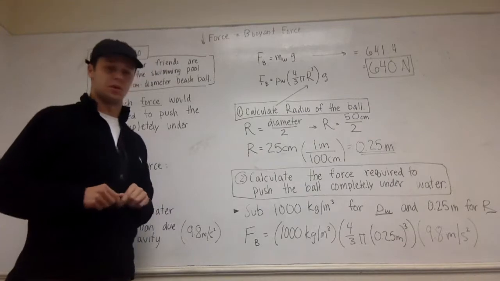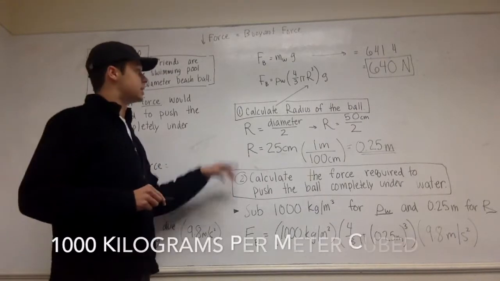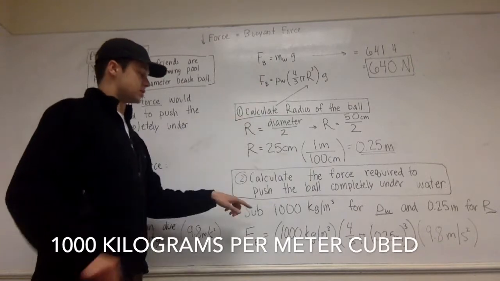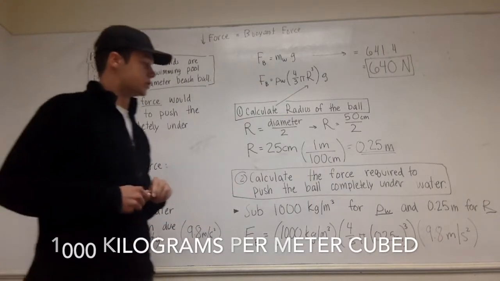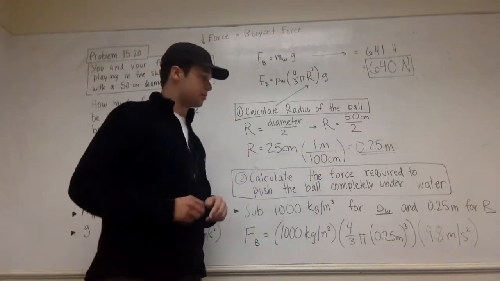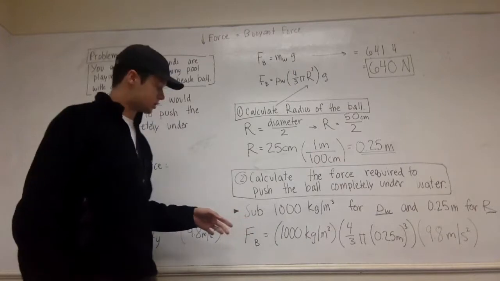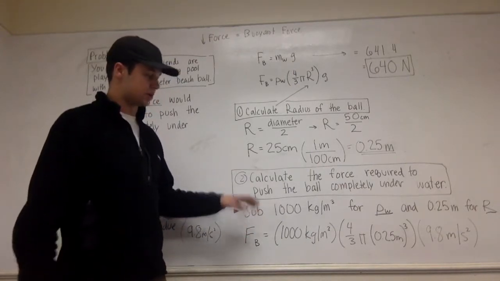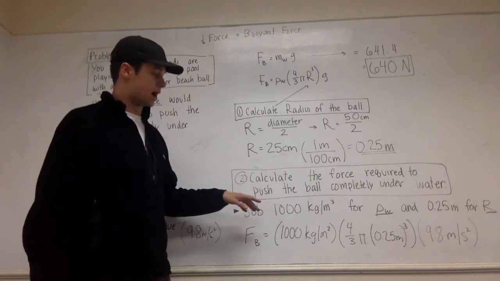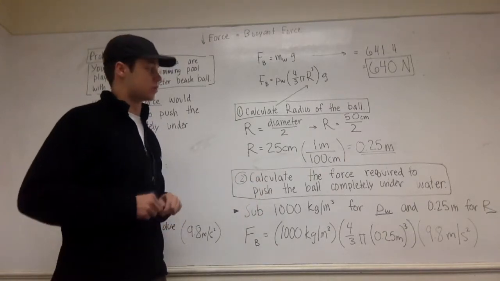Now the second part of this problem is to calculate the force required to push the ball completely underwater, so the final step. We're going to substitute rho_w with 1,000 kilograms per meter cubed, and then substitute 0.25 meters for the radius. Our final equation is buoyant force equals 1,000 kilograms per meter cubed times 4 over 3 pi times 0.25 cubed times 9.8 meters per second squared.